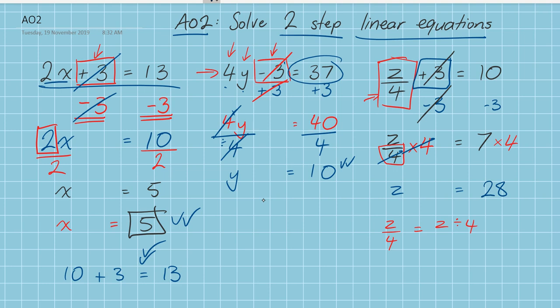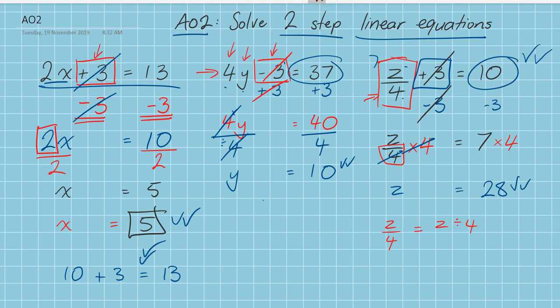Quick little check to make sure that that looks about right. 28 divided by 4 is 7. 7 plus 3 is 10. Fantastic. Another one correct. So that is my process for solving two-step linear equations.